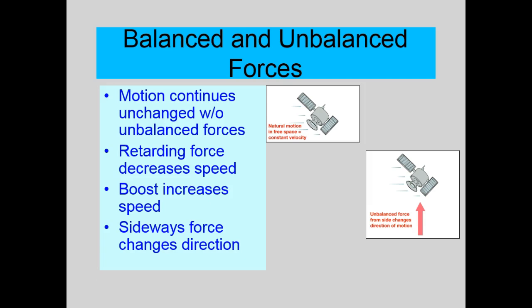If it's a little like this, it's going to increase the speed and change direction. A little like this decreases speed and change direction. Like this, it's just going to change the direction. And by the way, that's what the sun does to the earth. That's what the earth does to the moon. Because we're traveling this way, the sun's pulling us this way, that's what keeps us in a circular path.